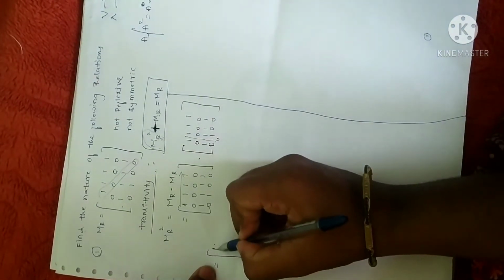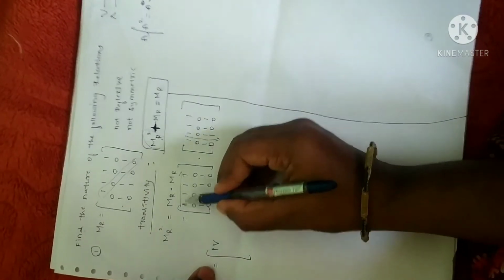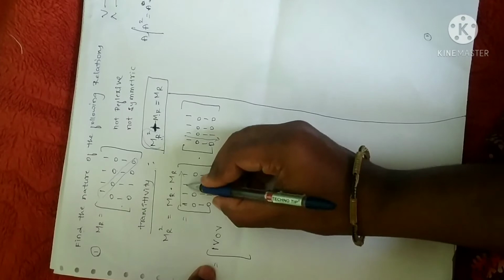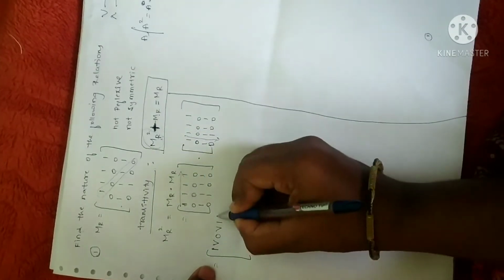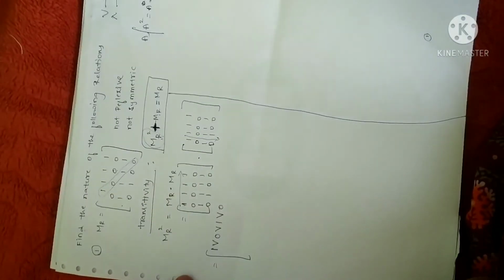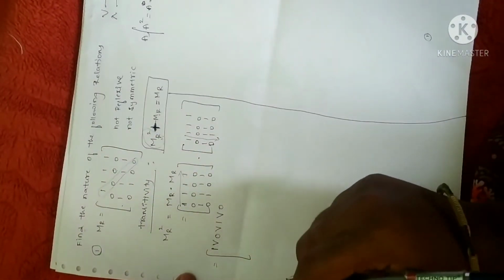1 meet 1 is 1, right? Next I have to write join. 1 meet 0 is 0. Join. 1 meet 1 is 1. Join. 1 meet 0 is 0. I think it is familiar to you, because I have already done the same concept in the class.